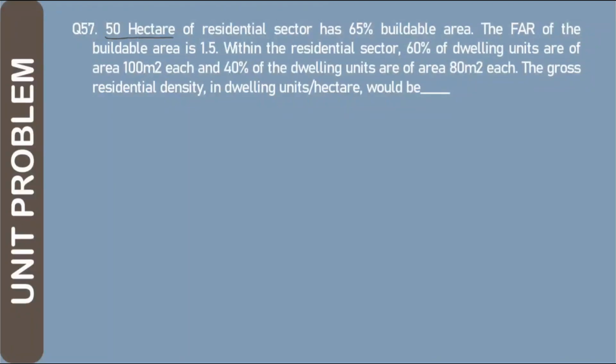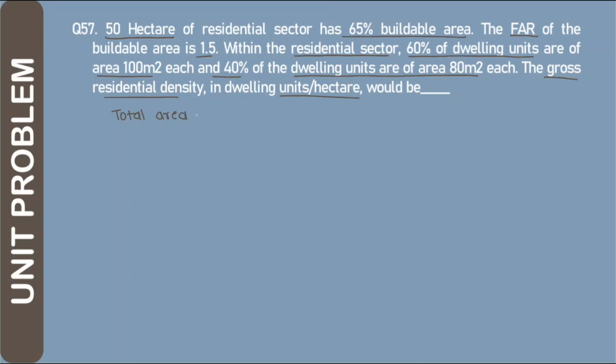50 hectares of residential sector has 65% buildable area. The FAR of the buildable area is 1.5. Within the residential sector, 60% of dwelling units are of 100 meter square and 40% are of 80 meter square. The gross residential density of units per hectares will be.